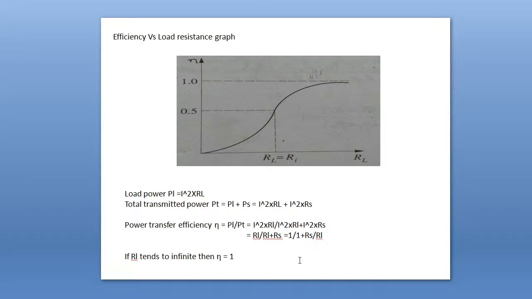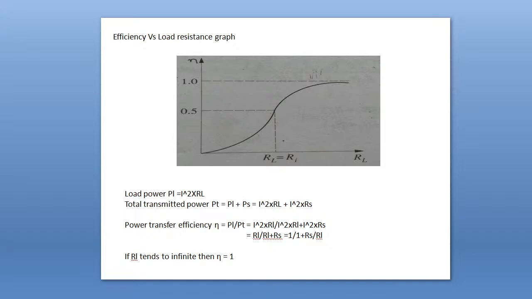So you can write eta equal to 1 by 1. Therefore you must try to understand the difference between power transfer efficiency and load power. Load power is maximum at the point where RL equal to RS, where load resistance equals source resistance, but on both sides of this point load power actually decreases. On the other hand, power transfer efficiency eta increases with load resistance.